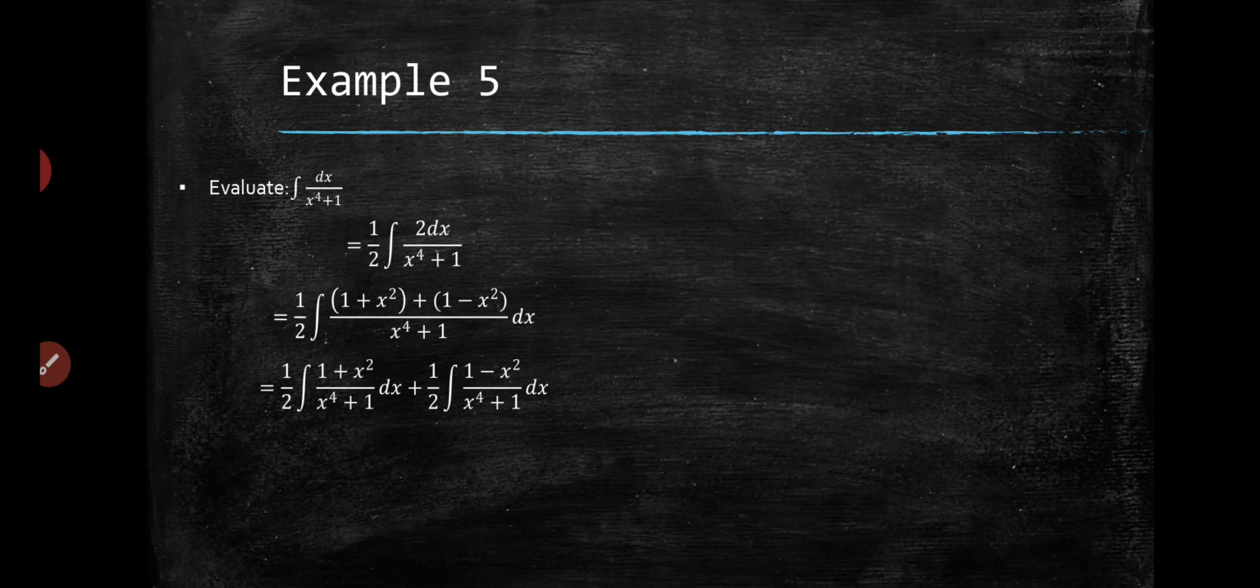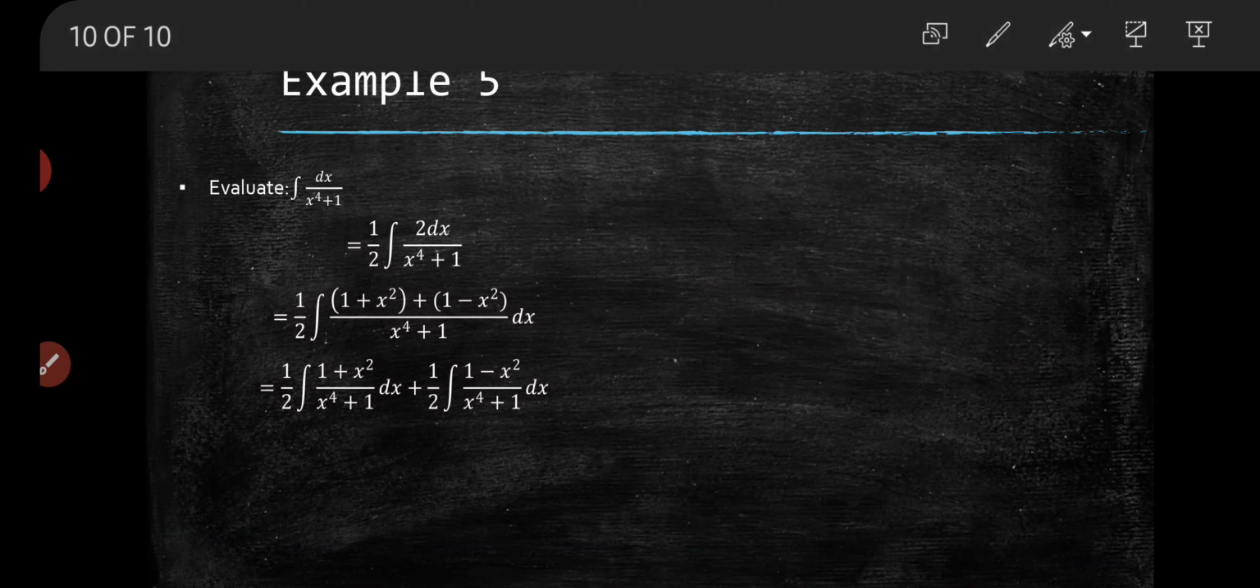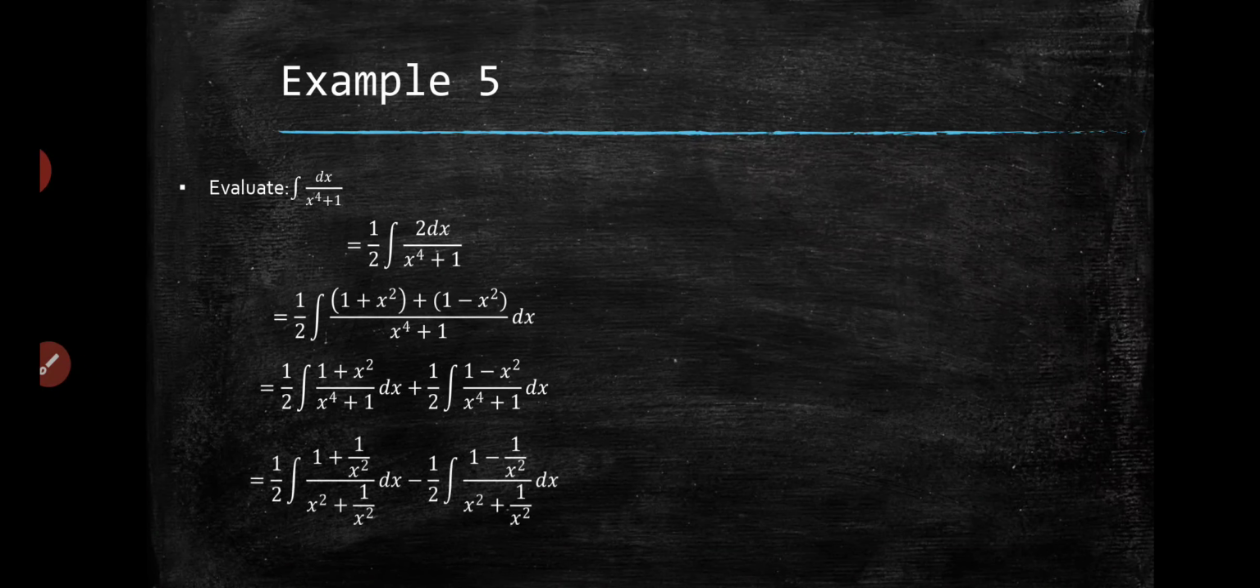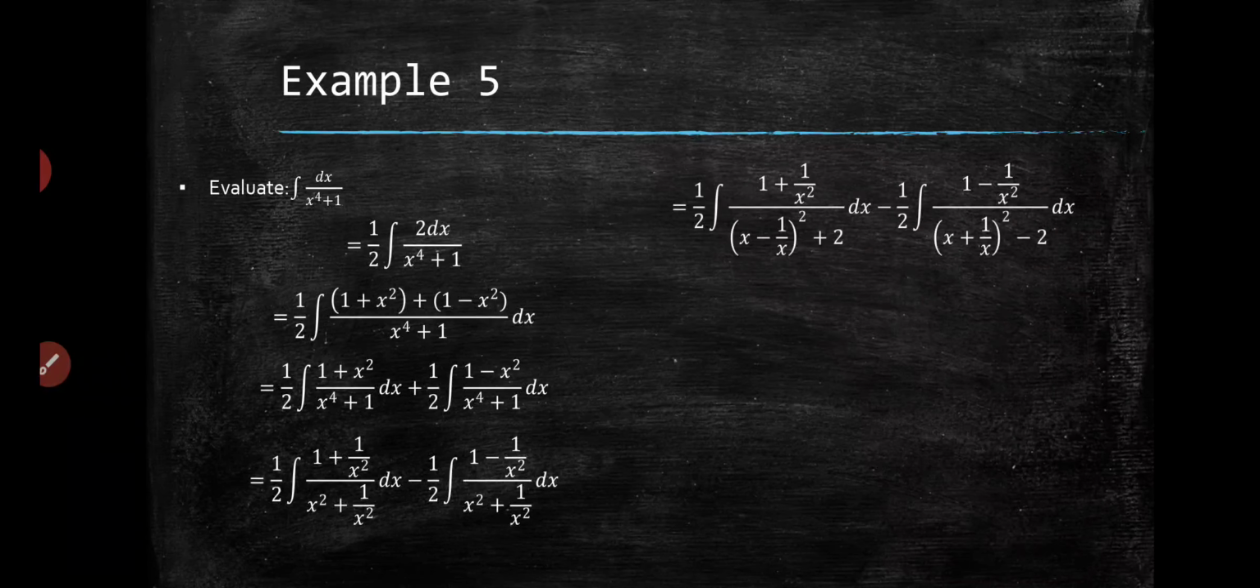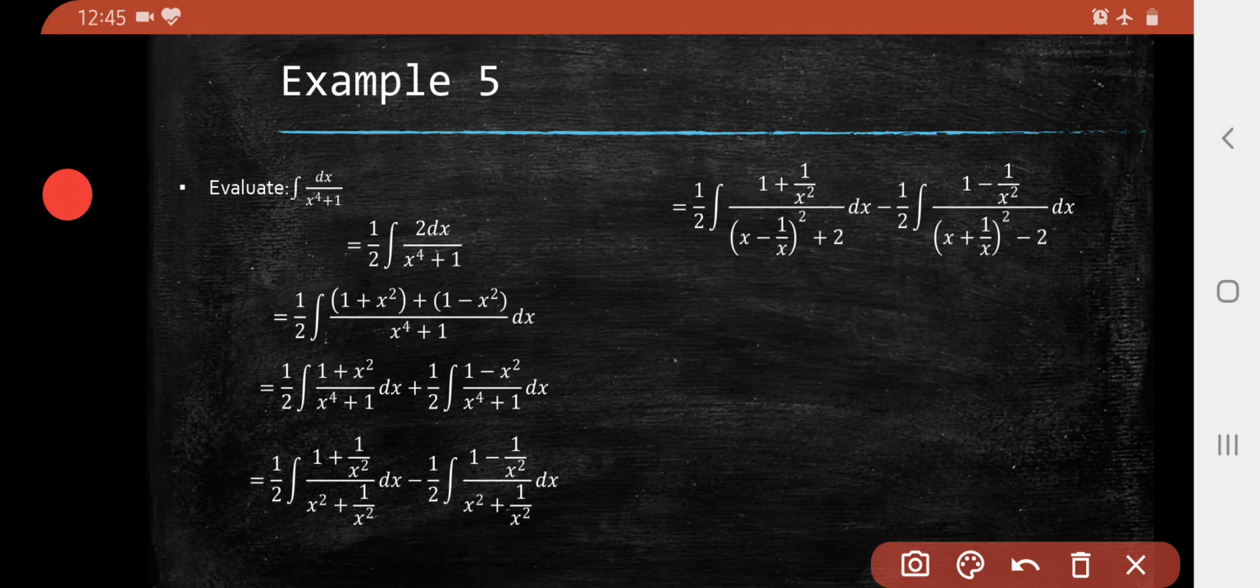Next job will be to divide by x square both in the numerator and denominator. If we do that, this is what we get. Now obviously here there will be a change of sign, because if I divide by x square, it will be 1 by x square minus 1, but we want 1 minus 1 by x square, so there will be a negative sign coming in. Now in the next step, see here, x square plus 1 by x square can be written as x minus 1 by x whole square plus 2, and also here I can write this as x plus 1 by x whole square minus 2, right?